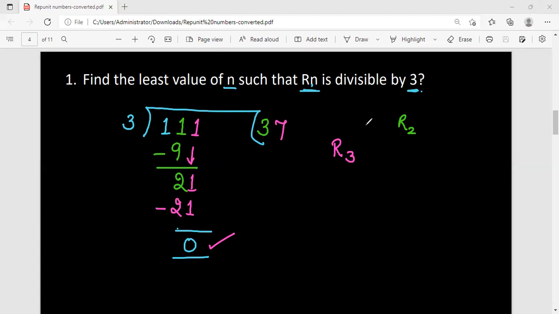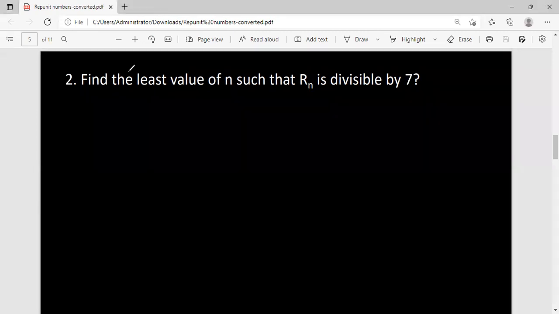So there are numerous ways to calculate this, right? And I'm telling you, this number is very, very important because many questions are set on it. You should always remember the prime factorization of this particular number. That's why I'm taking a particular question based on R3. So R3 will be 111, which can be written as 3 into 37. Okay, now coming to the next one.